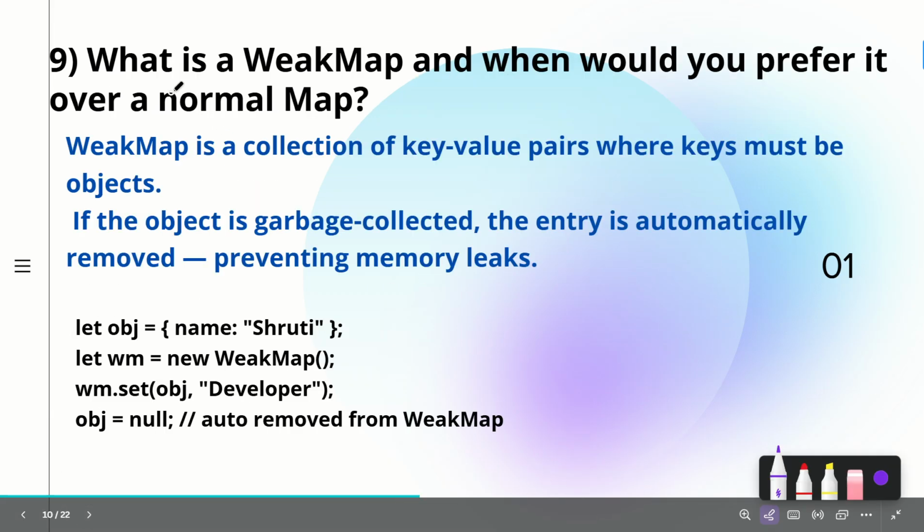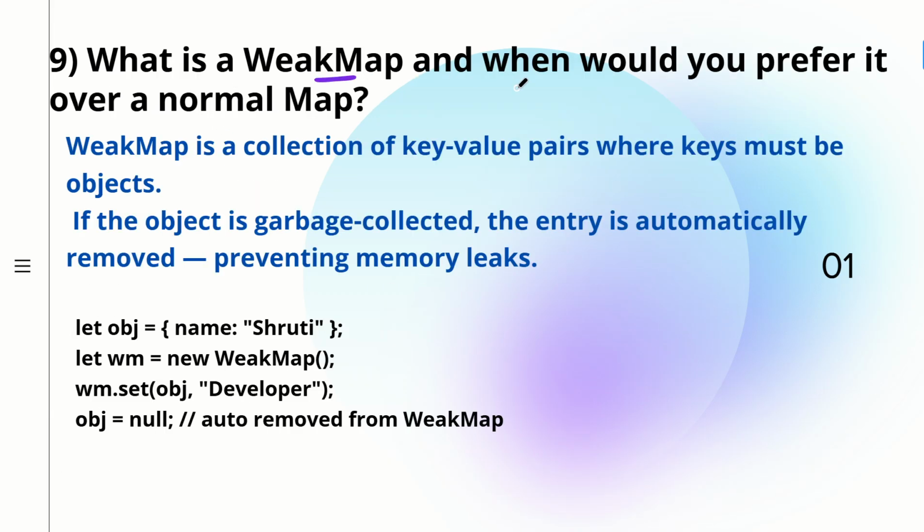Now let's go to the ninth question. The ninth question is, what is WeakMap and when would you prefer it over a normal Map? So what is WeakMap? WeakMap is a collection of key value pairs where keys must be objects. Whereas with Map, we can have different data types as keys, with WeakMap the key must compulsorily be an object. And if the object is garbage collected, the entry is automatically removed, preventing memory leaks. So in case that object is garbage collected, there is no value, then all the entries will get removed automatically by garbage collection, and this is helpful in preventing memory leaks.